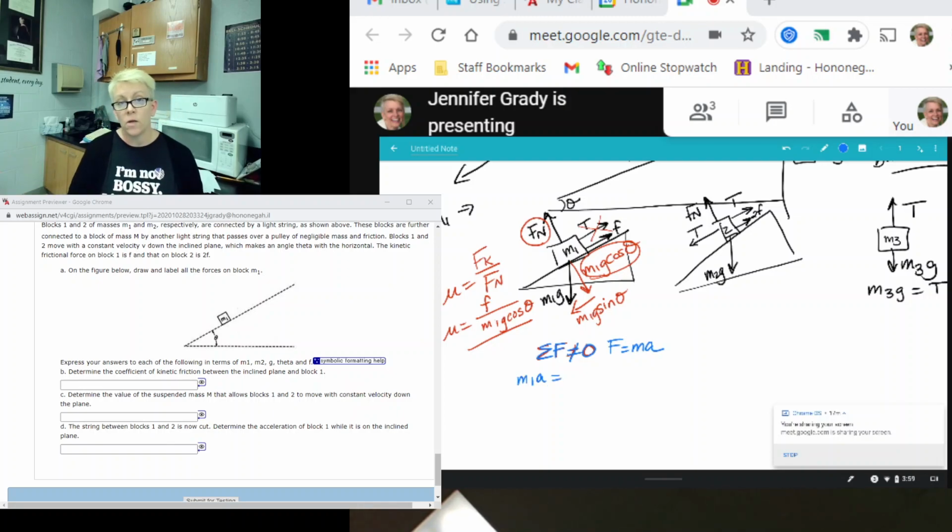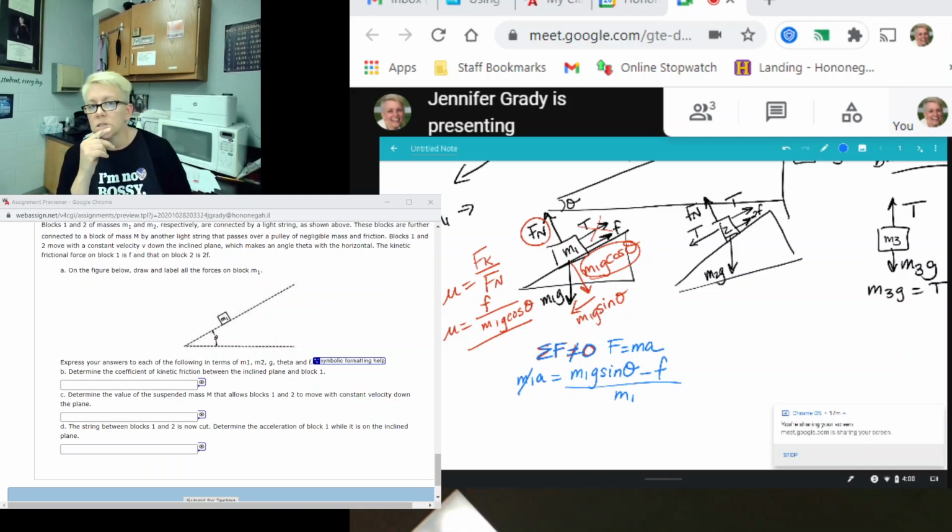The bigger force is going down the hill. That's the way it's going to accelerate. So m1g sine of theta is going down the hill. What is trying to resist and go the opposite way, up the hill? Friction. Okay, now what am I solving for? I'm solving for a. So just divide by m1. Ta-da! See how fast that is? That's not bad. It's that middle piece that's going to be tricky.